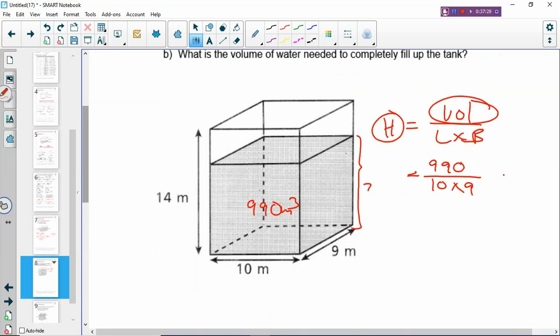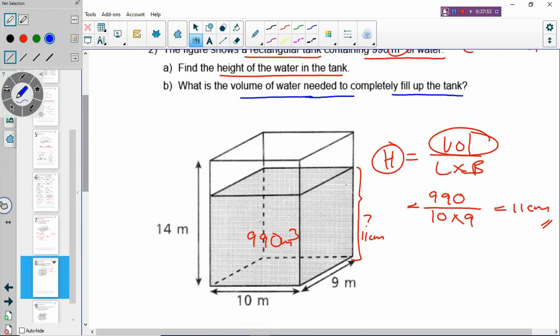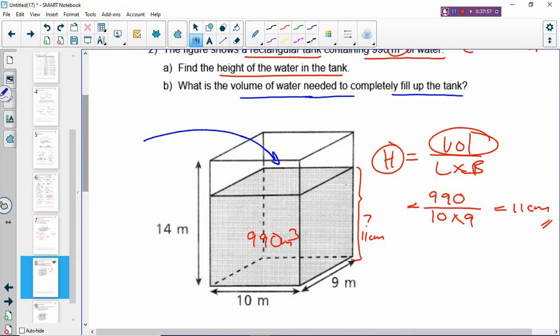So what is the height of the water? So you divide. So you have 990 divided by 90. So the height of the water is 11 cm. So you got your part A, which is a very simple answer, right? Not very hard to get. So what is the volume of the water needed to completely fill the tank? If you look at the diagram, it is not totally filled, right? So you can pour some more water to fill up the tank.